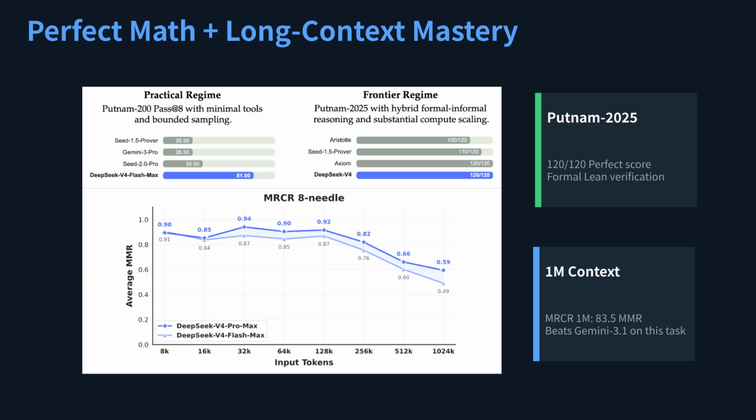On the top, you see formal mathematical reasoning results. DeepSeek-V4 achieves a perfect 120 out of 120 on Putnam 2025, the highest level of competition math, by combining informal reasoning with formal Lean verification. On the bottom is the MRCR long context retrieval task, which tests whether the model can find specific information buried in very long documents. DeepSeek-V4 Pro Max maintains strong performance all the way out to 128,000 tokens, and at 1 million tokens still achieves competitive results, actually outperforming Gemini 3.1 Pro on MRCR while remaining close behind Claude Opus 4.6.